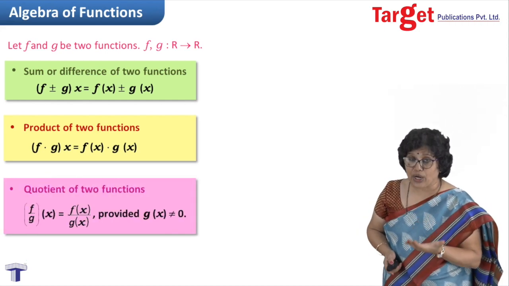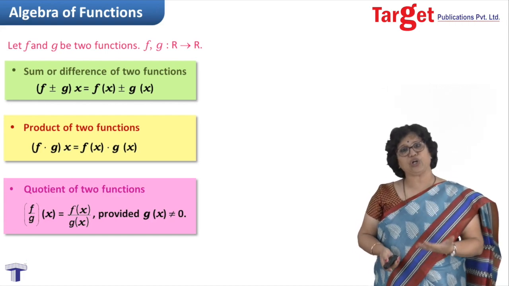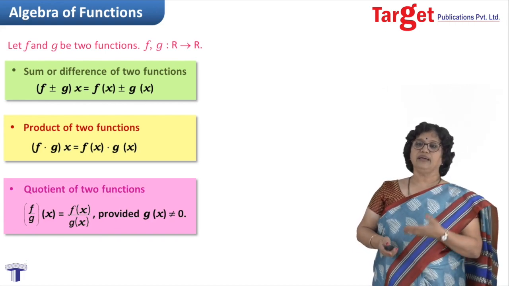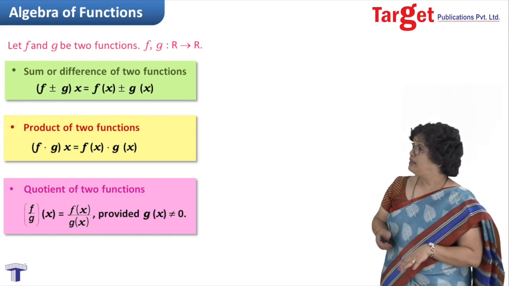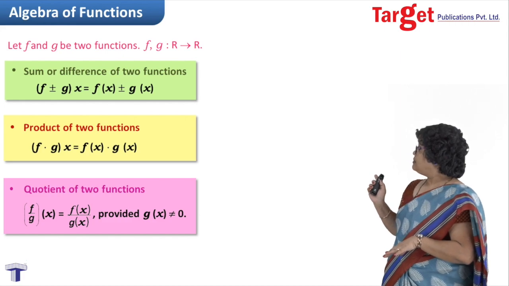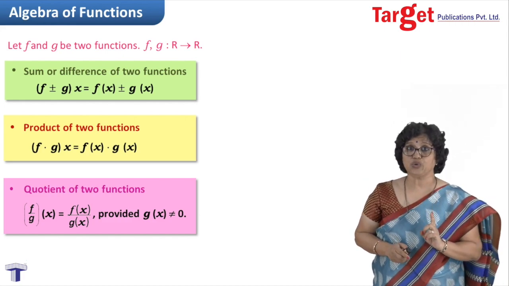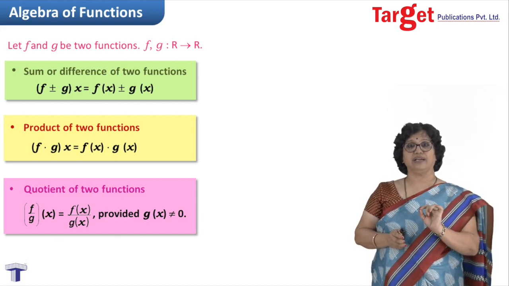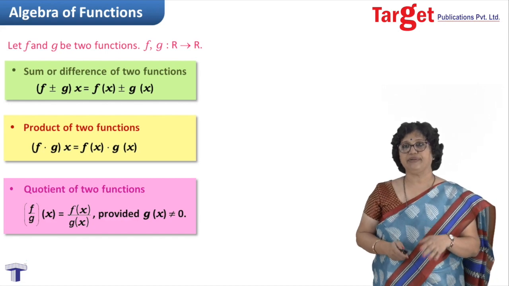Now if the product rule is available, then why not quotient? For quotient also we have a separate thing. f upon g applied on x produces f(x) upon g(x). But the moment I write g(x) in the denominator, realize that g(x) can be 0 also. So we will have to add the condition provided g(x) not equal to 0, just to be safe.